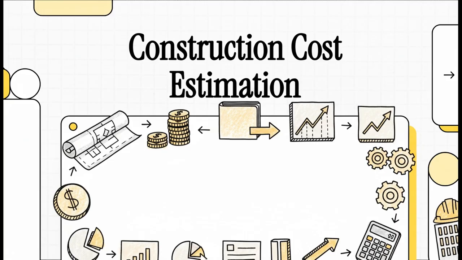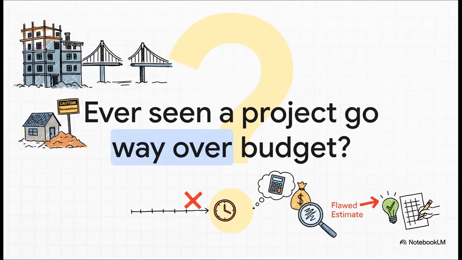Let's jump right in. I mean, we've all seen it, right? A new building, a bridge, maybe even a simple home renovation that just gets delayed for months or goes completely wildly over budget. More often than not, the root of that problem can be traced right back to the beginning, to a flawed or maybe just a rushed cost estimate. Well, today, we're going to talk about how to change that.